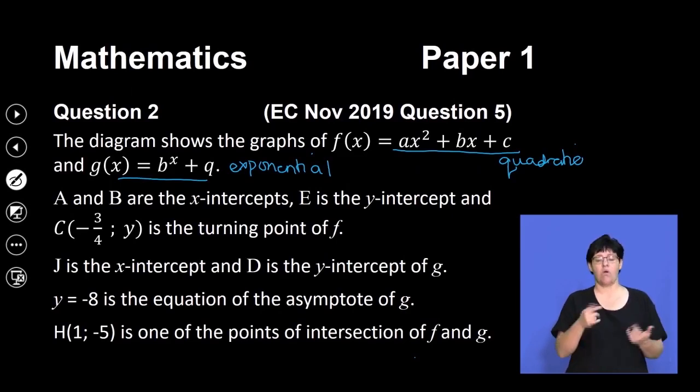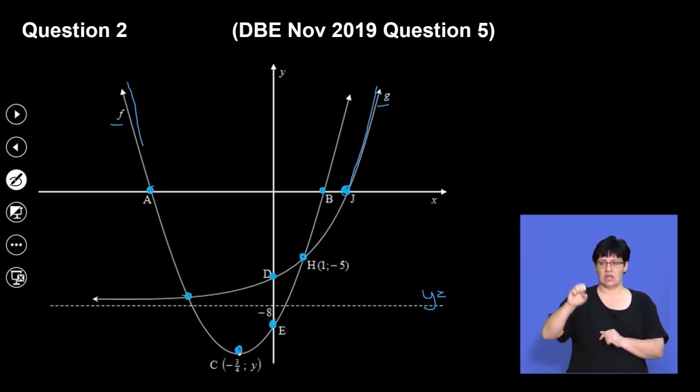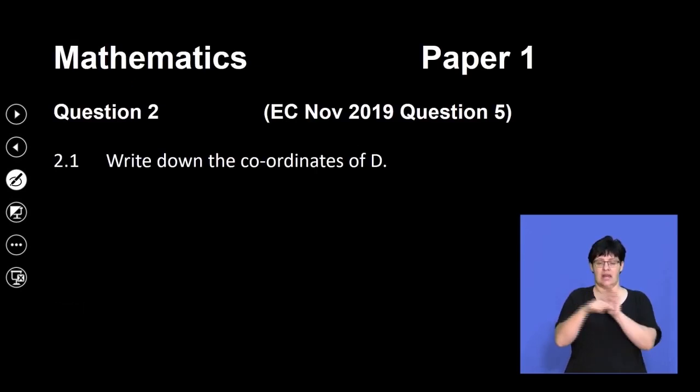Okay, and y equals -8 is the equation of the asymptote of g. And finally, we're told that H, which has the coordinates 1, -5, is one of the points of intersection of f and g. So there's H over there, which we can see is one point of intersection. There's another point of intersection over there. And here is the asymptote. This is the horizontal asymptote of that exponential function, and it has the equation y equals -8. Okay, let's look at the questions now.